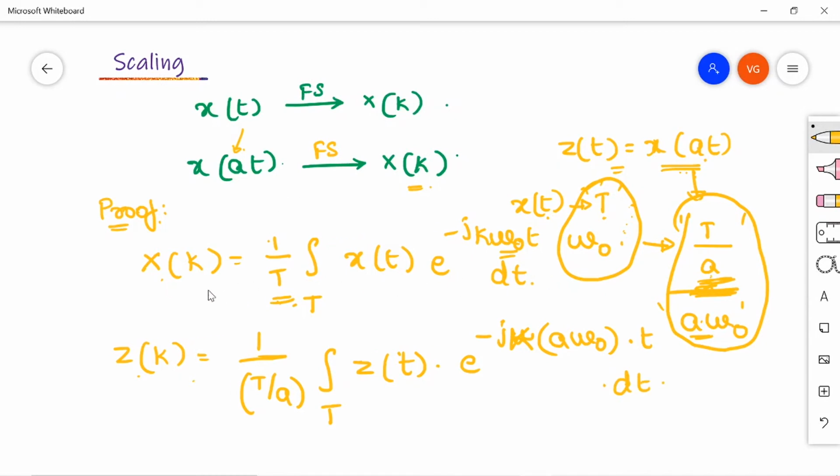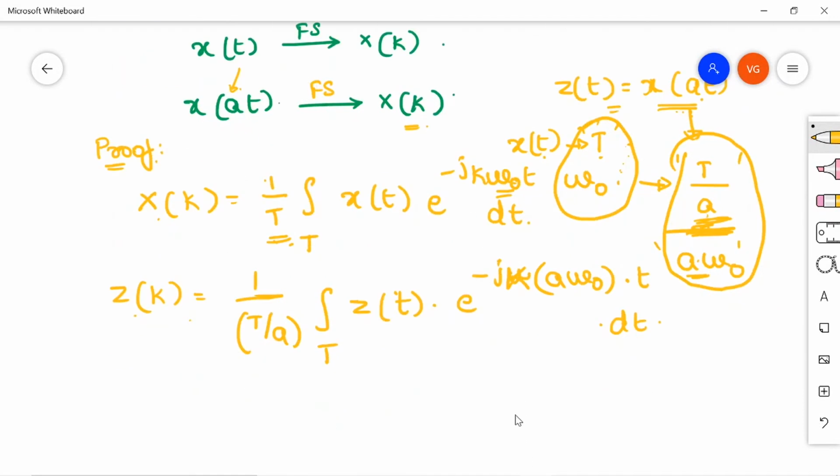This is the definition of the Fourier series of x of t. That means x of k is 1 by T integral over T of x of t e power minus j k omega naught t dt. Here T and omega naught are the fundamental time period and fundamental frequency of x of t. As I am writing the Fourier series definition for z of t, here I have replaced the fundamental time period and fundamental frequency of z of t as T by a and a omega naught, right? Understood? Now this you can simplify further.